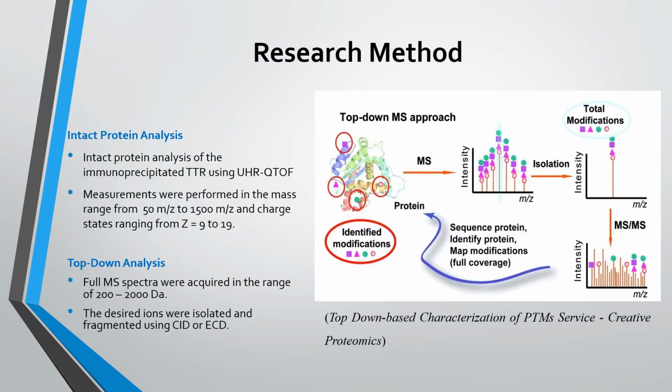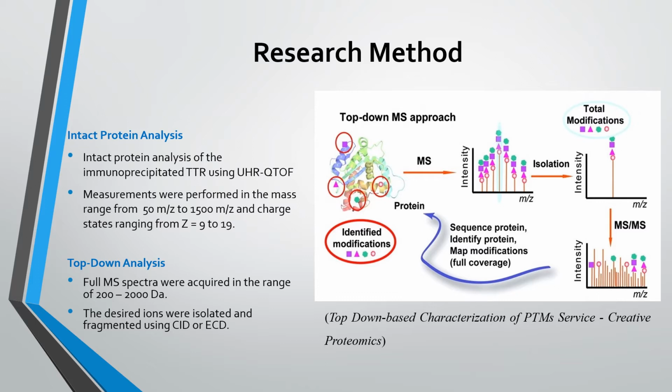The authors performed intact protein analysis in which immunoprecipitated wild-type and mutant TTRs were analyzed using ultra-high resolution QTOF. Measurements were performed in the range of 50 to 1500 mass to charge value, and in the charge envelope positive 14. Intact protein analysis basically analyzes the protein without enzymatic digestion or fragmentation and helps to characterize post-translational modifications, sequence polymorphism, and cleavage sites.